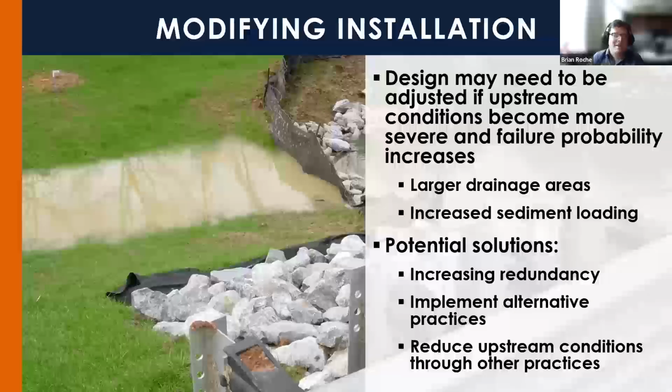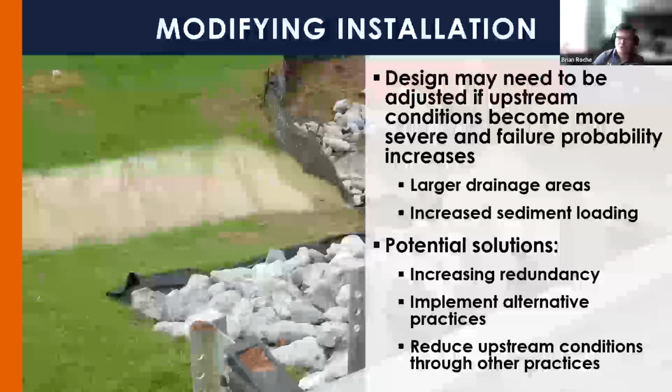So that silt fence design may need to be further adjusted, however, if upstream conditions are found to be more severe than typical, such as a larger drainage area or increased sediment loading. And then potential solutions to this would be to increase redundancy, implement alternative practices, or reduce upstream conditions through other practices, such as upstream erosion control.